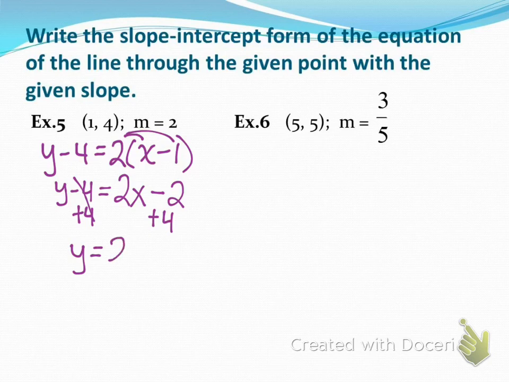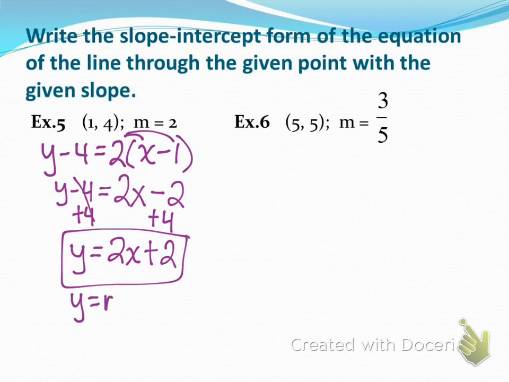So we have y equals 2x. What is negative 2 plus 4? Positive or negative? A positive 2, so plus 2. And then we can see that looks like y equals mx plus b. So we are finished.